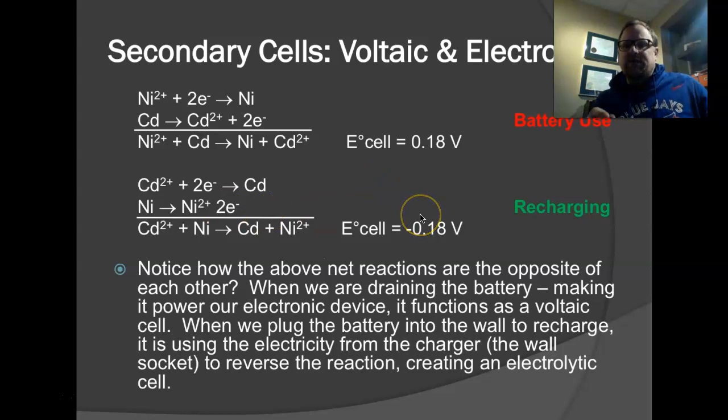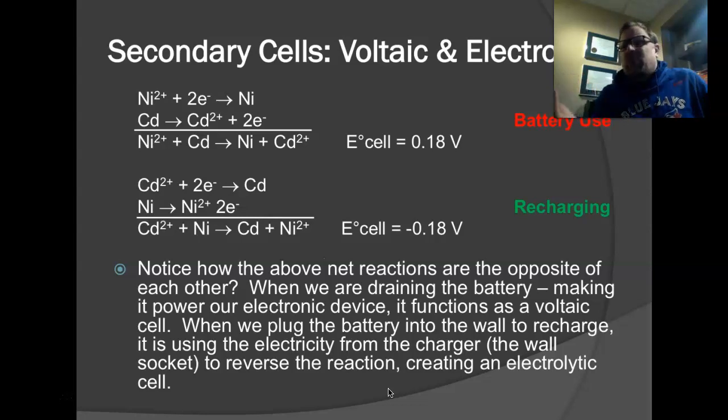The only difference is that here we are supplying power, whereas in the other situation we are creating power. So when we're draining the battery, making it power our electronic device, it functions as a voltaic cell. When we plug the battery into the wall to recharge, it's using the electricity from the charger, the wall socket, to reverse the reaction, creating an electrolytic cell. What this does is it recharges our battery.